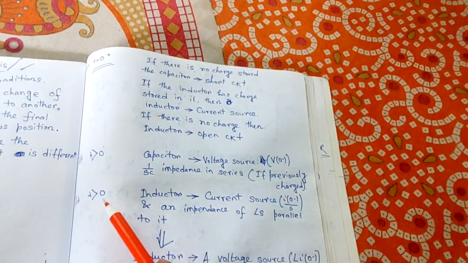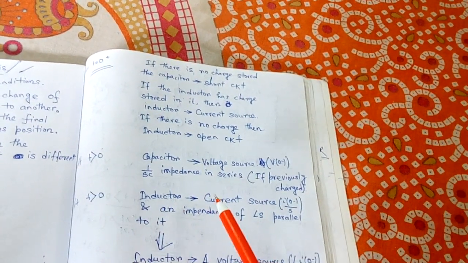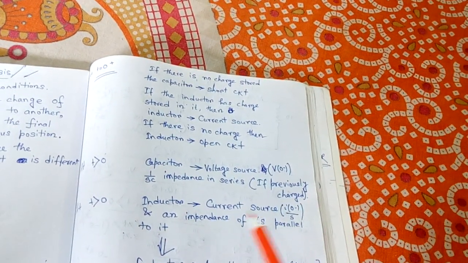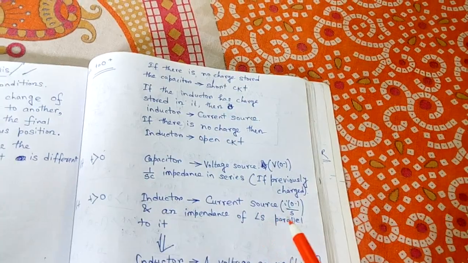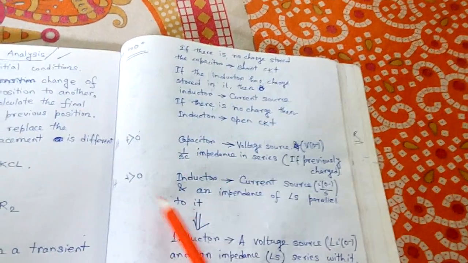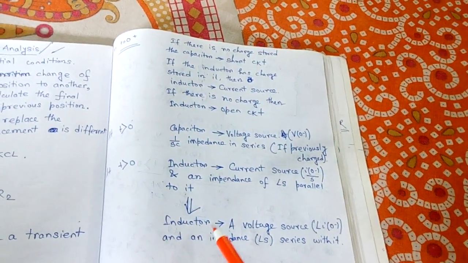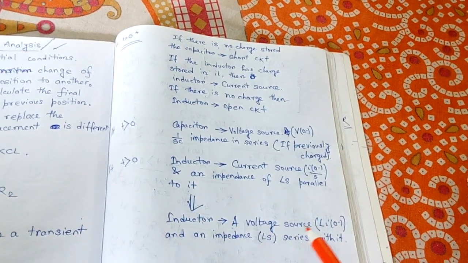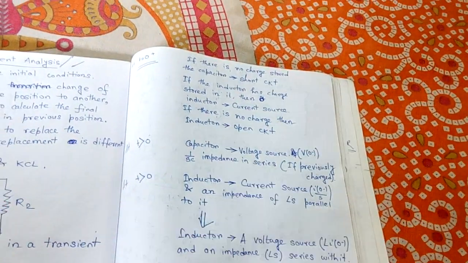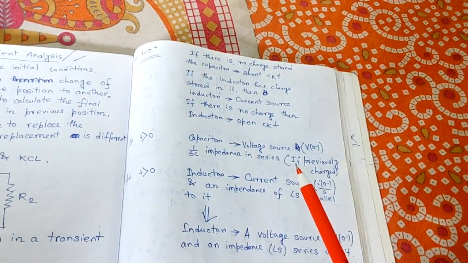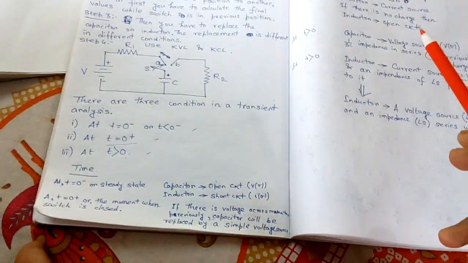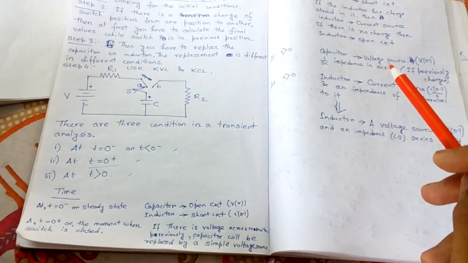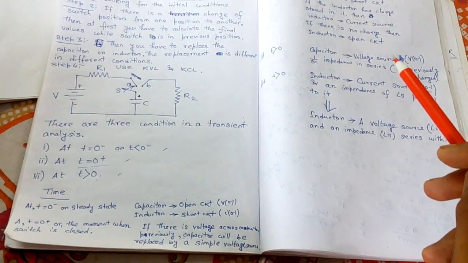At t greater than 0, the inductor will be replaced by a current source, that is I0 minus by S in the S domain, and an impedance of Ls parallel to it. Or it can be simplified this way: for the inductor, a voltage source Li0 and an impedance Ls in series with it. So all these three conditions are applied, and according to these three conditions you have to replace the capacitor and inductor.